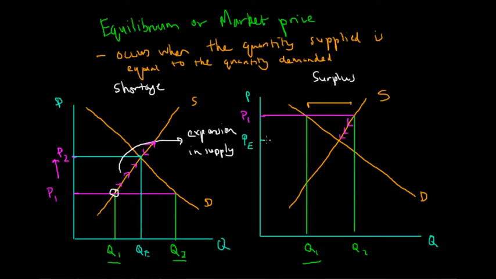So PE corresponds to this point here, which corresponds to QE, the quantity at equilibrium. And what this means is at this point resources are allocated efficiently and there is no excess in supply or excess in demand. And so this is how the market moves from a shortage or a surplus back to the equilibrium point. And at the point of equilibrium, resources are allocated effectively so that there is no excess or shortage in supply.